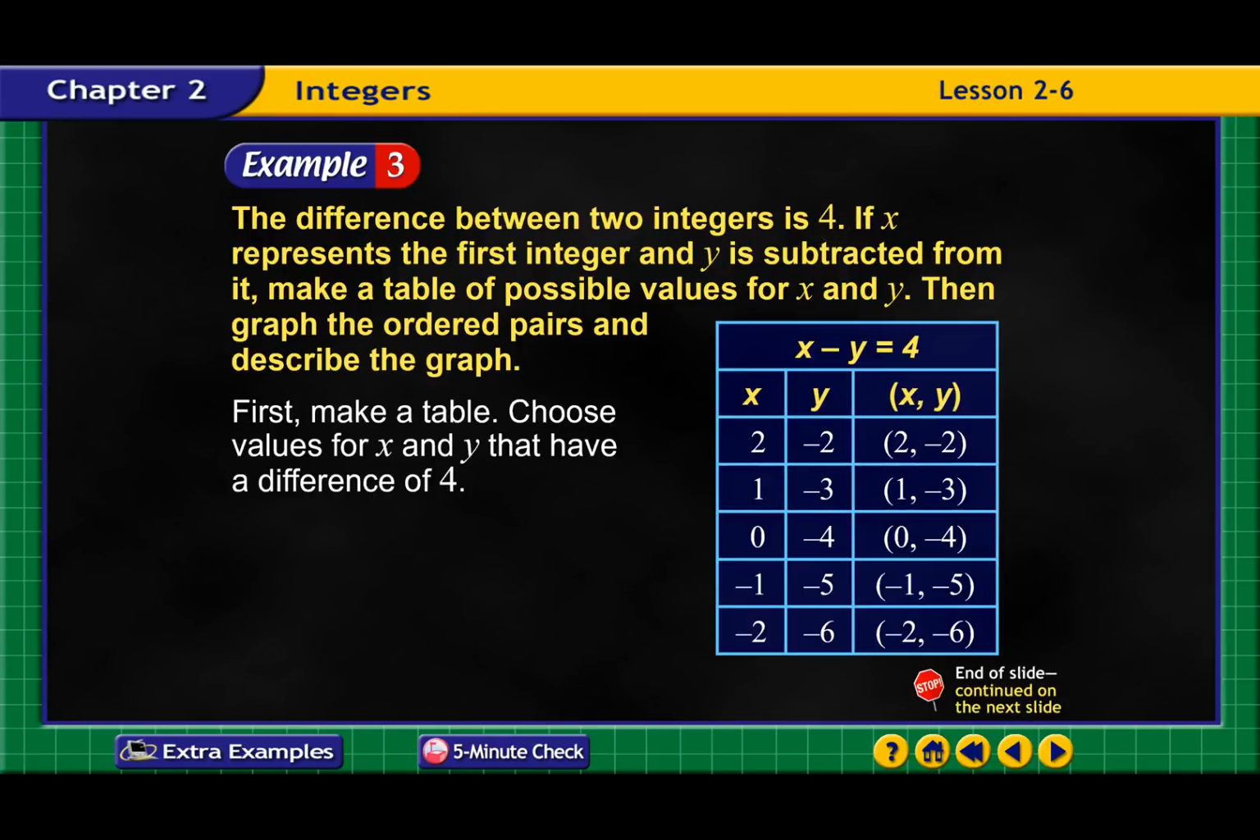So first we make a table. So x is the first integer, and then y is subtracted from it, and they will equal 4. So 2 minus -2 will add up to 4. 1 minus -3 will equal 4. 0 minus 4 is -4, and so on. -1 minus -5 comes out to 4. 2 and 6, and then it goes on and so forth. It's usually easiest just to do the 2 around 0, just to make your life easier on your graph. Then we're going to graph these points. It says graph the ordered pairs and describe what the graph does.